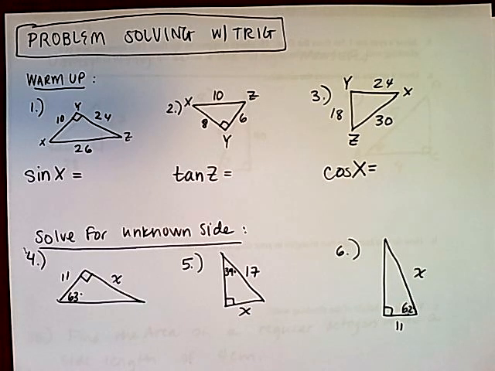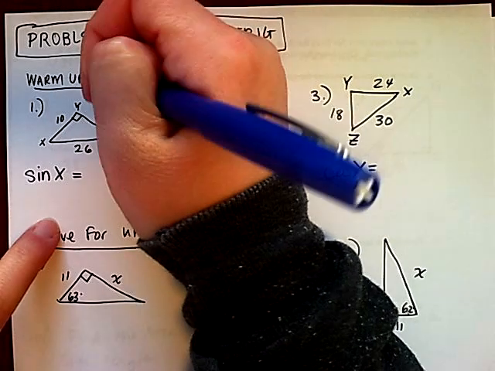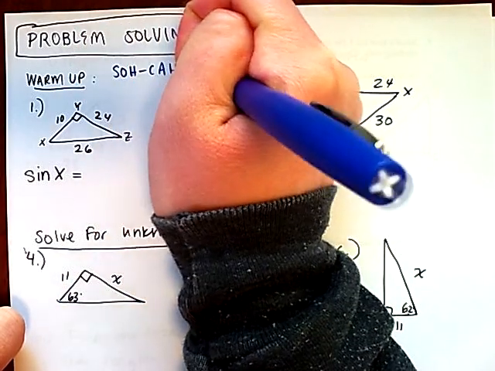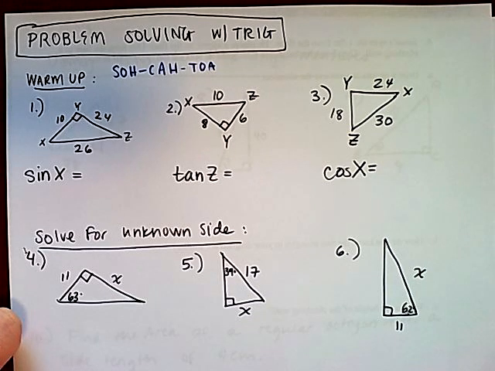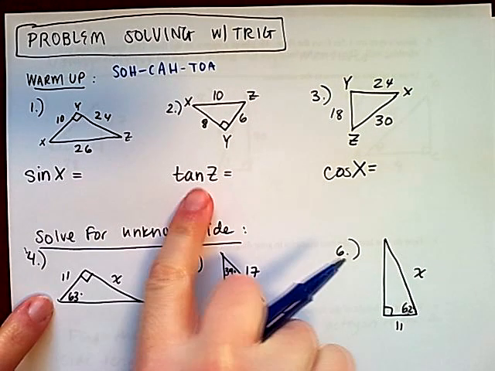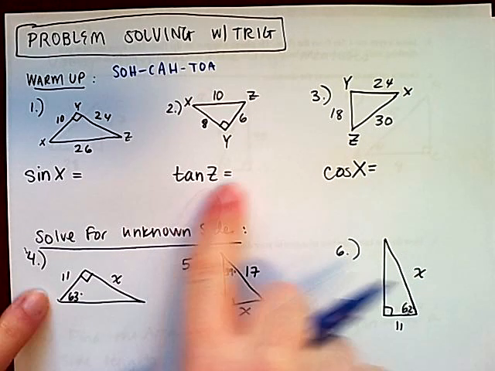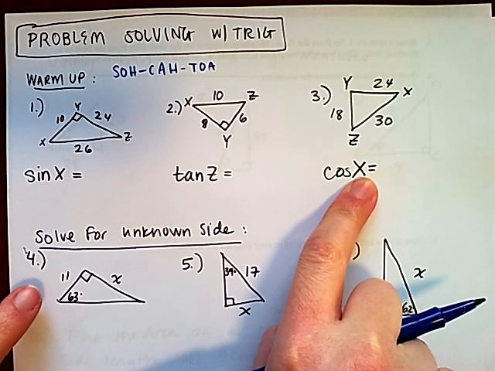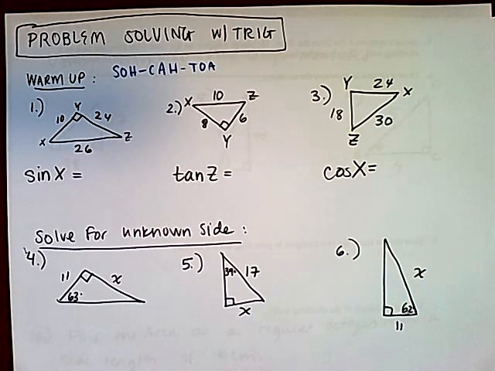So to start, I'd like you to use what we learned last class about the different trig ratios, remembering SOHCAHTOA, the abbreviation for remembering what ratios to set up. Go through and figure out the values for each triangle of sine of x, tan of z, and cosine of x. So pause the video, try those out, and then press play to see the solutions.